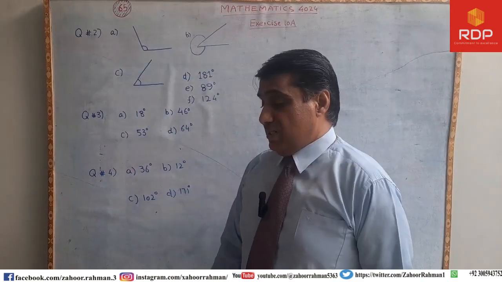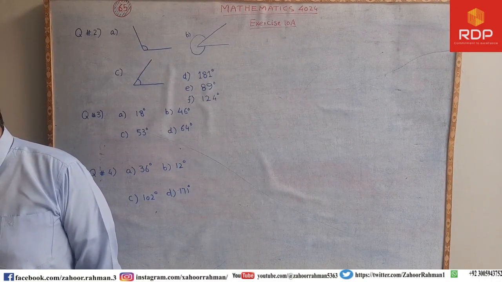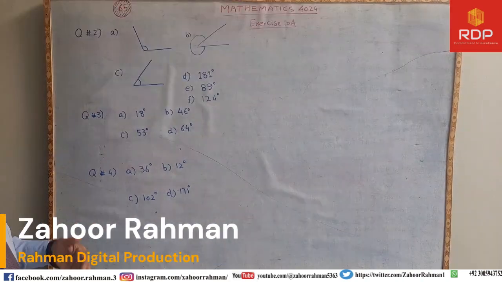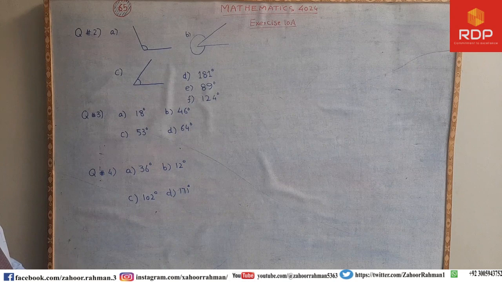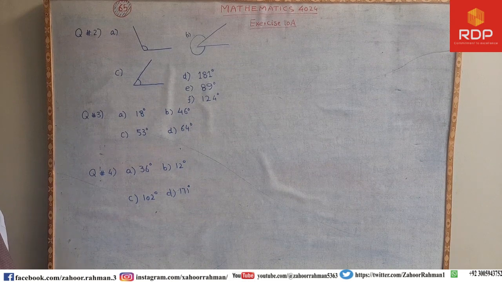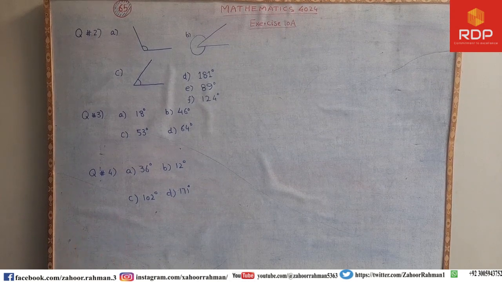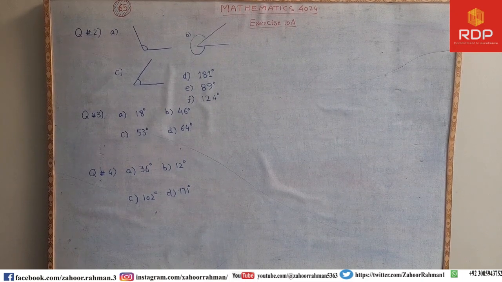So let us do question number 2, and question number 2 is saying classify each of the following as an acute, obtuse or reflex angle. Yesterday we talked about acute angle, that is the angle which is less than 90 degrees. Obtuse angle which is lying between 90 and 180 degrees, and reflex angle is the angle which is greater than 180 and less than 360.